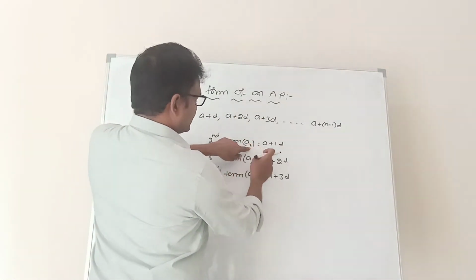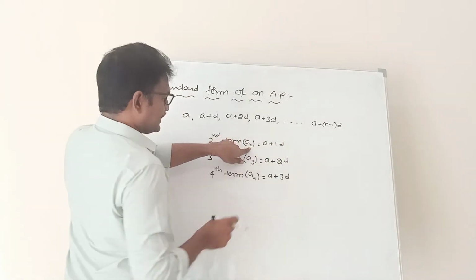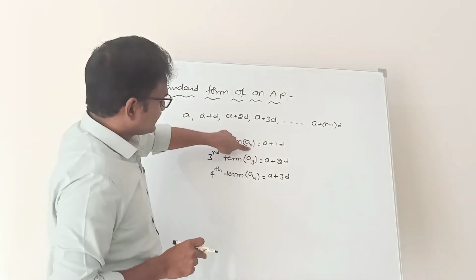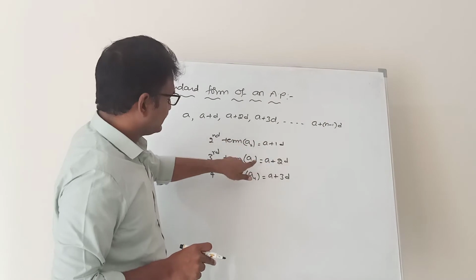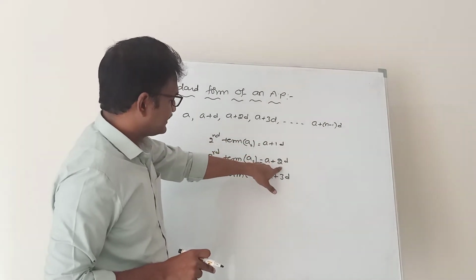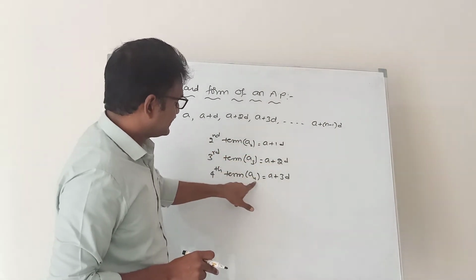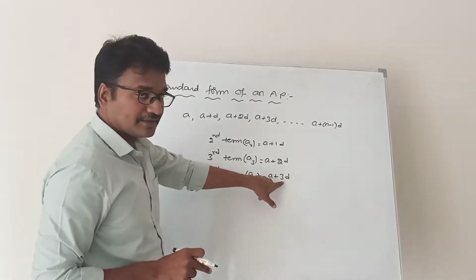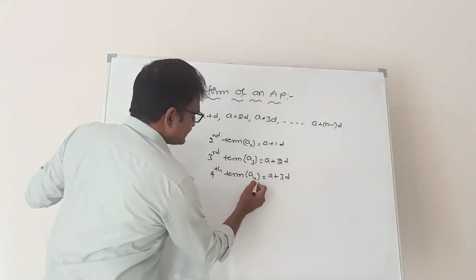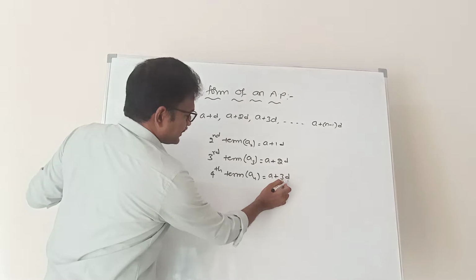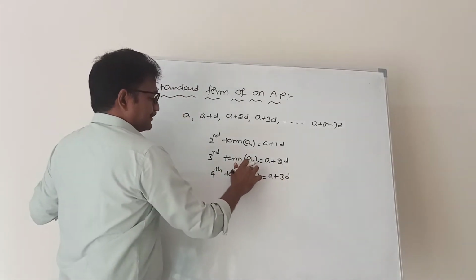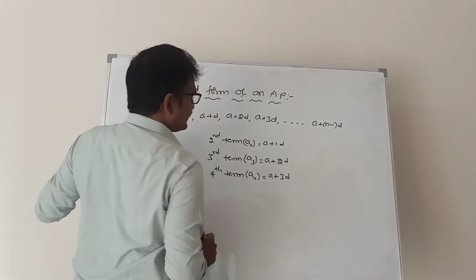In every term A is common, and D is also common. In the second term, 1D is there. In the third term, 2D is there. In the fourth term, 3D is there. See, the multiple of D is one number lesser than the subscript. If you have 4, you will get 3D. If you have 3, you will get 2D. If you have 2, you will get 1D.